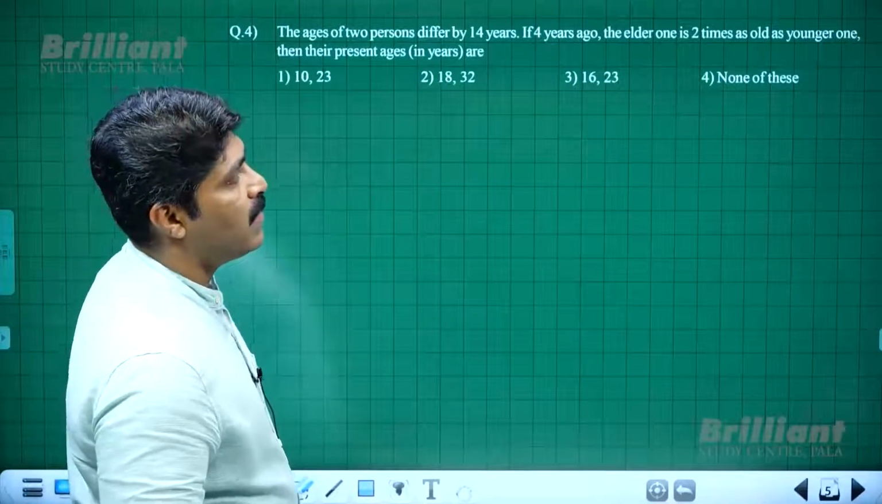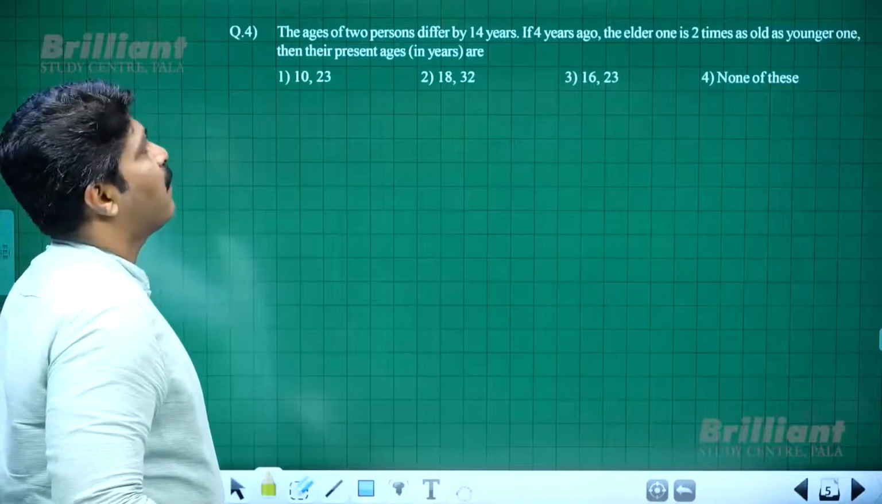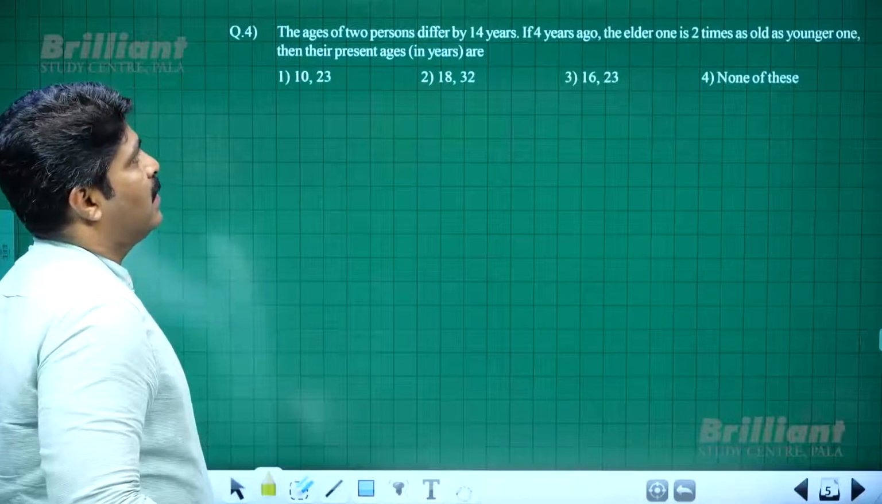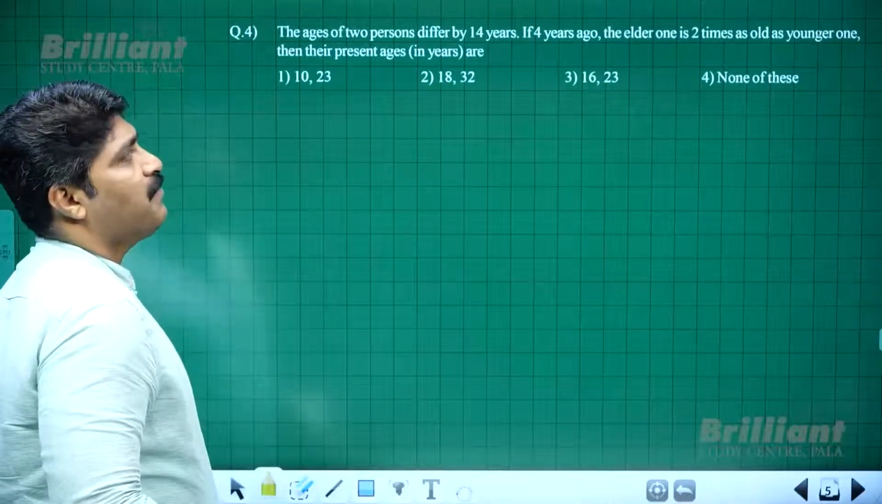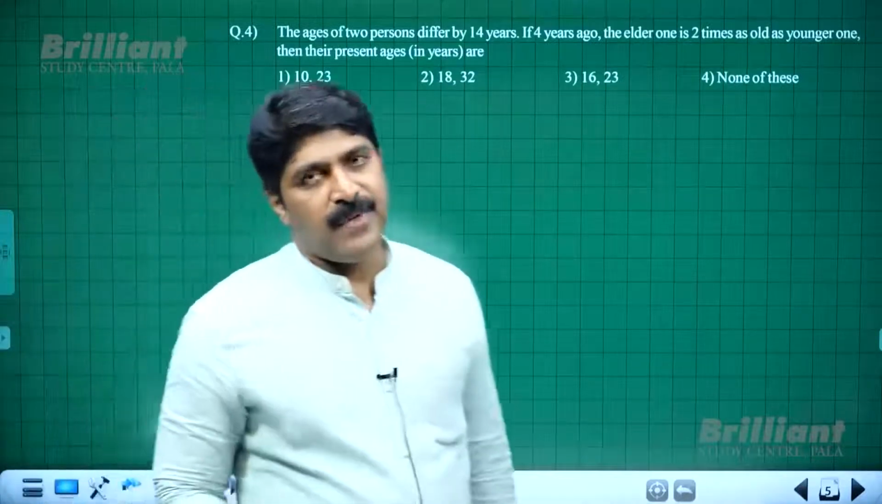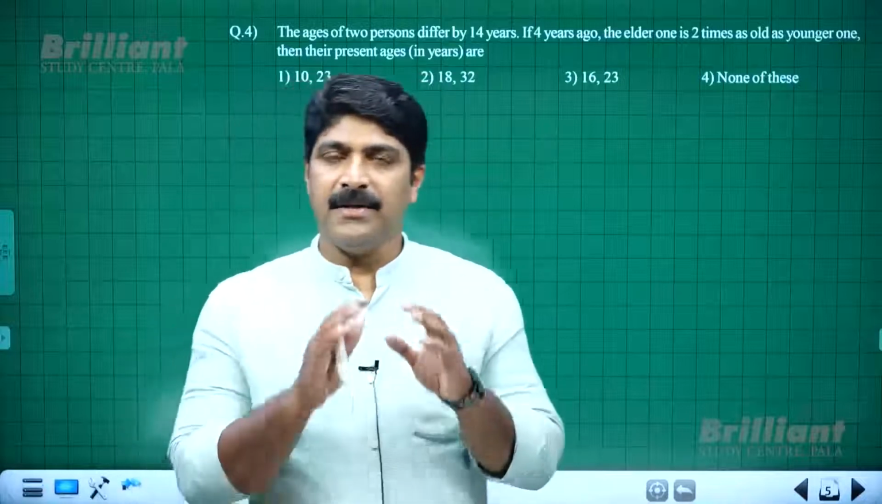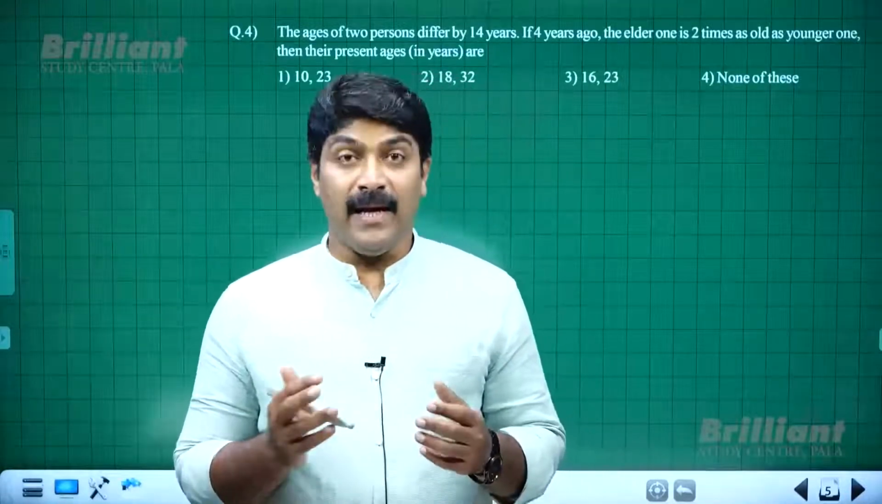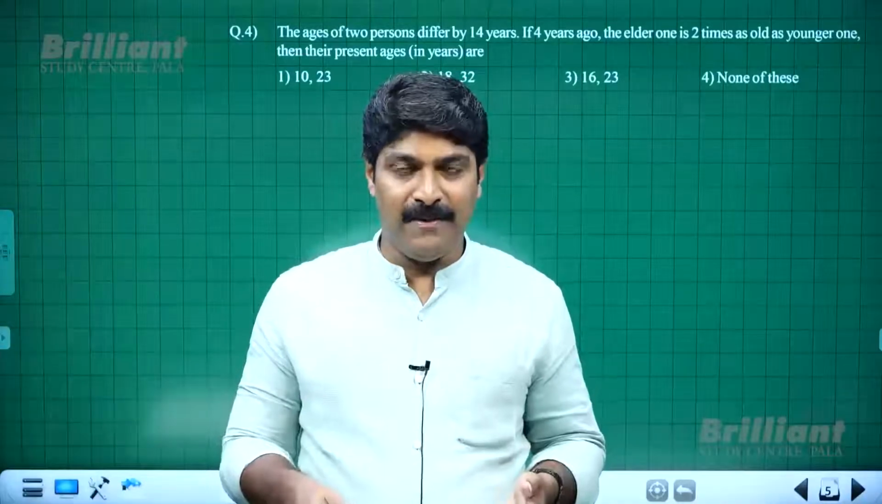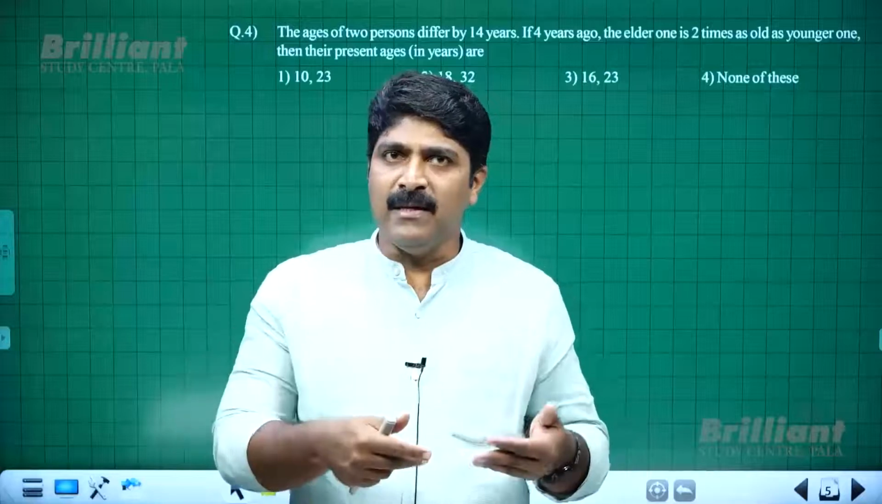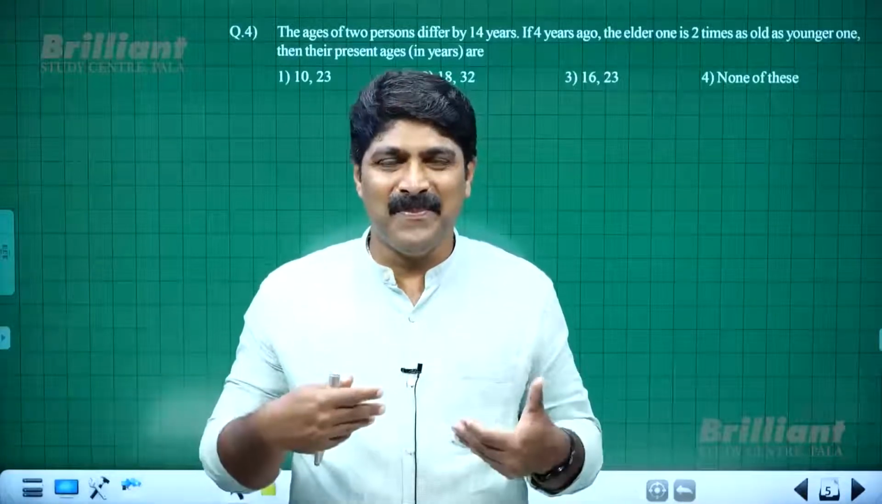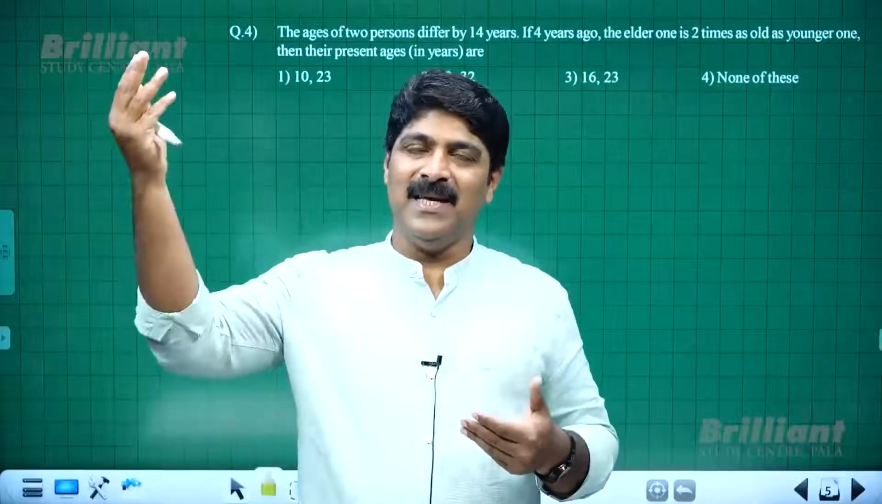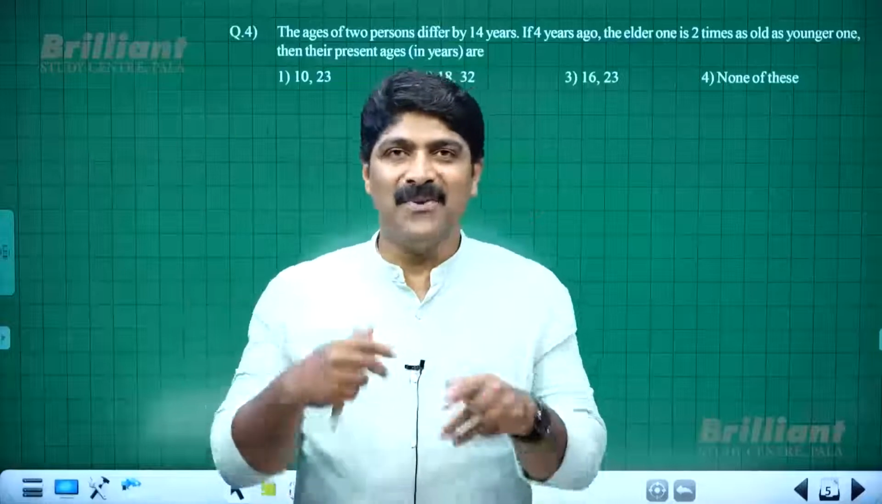If 4 years ago the elder one was 2 times as old as the younger one, then what are their present ages? The ages of two persons differ by 14 years. There you have to understand a very important concept in age problems: the difference between two persons' ages is always the same. Suppose I am 20 years older than you. What is the age difference between us after 5 years? That's also the same, because when I age 5 years, your age also increases by the same 5 years. Therefore the difference will be the same.